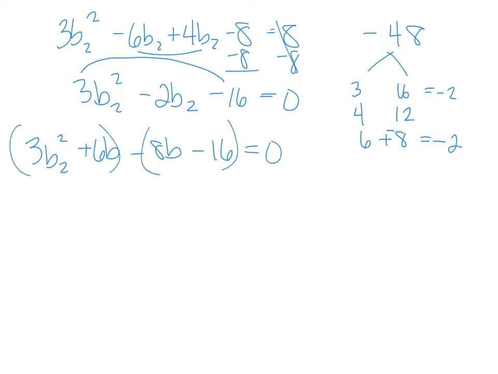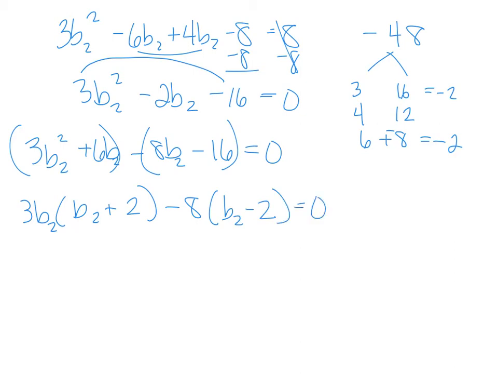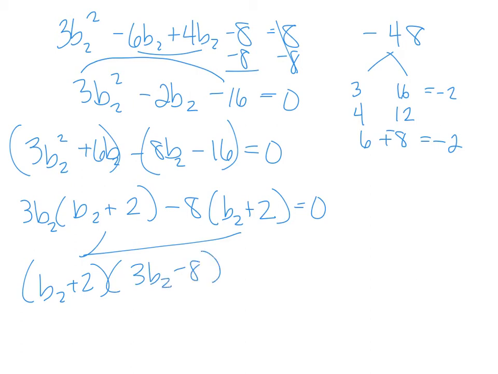First two terms, second two terms. I can take out a 3b2. I'm left with b2 plus 2. That should be a 2. I'm going to take out a negative 8. I'm left with b2 minus 2. Okay, oh, plus 2. Haha, I caught it. These factor out. b2 plus 2 times 3b2 minus 8. Go ahead and solve. Oh, equals 0. I keep catching these. There we go.